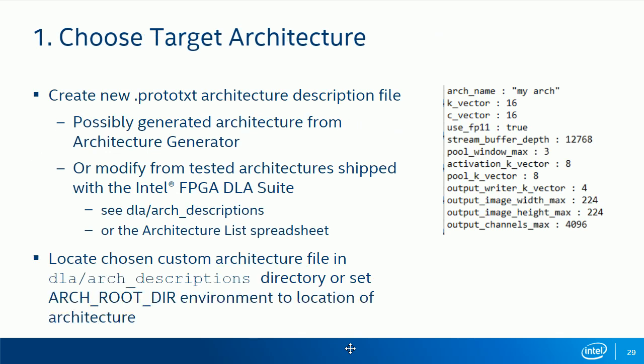The chosen target architecture is specified in the prototxt architecture description file. This can possibly be the output architecture from the Architecture Generator, or it could be modified from one of the tested architectures shipped with Intel FPGA DLA suite. See the DLA arch description directory for a list of architecture examples, as well as the architecture list spreadsheet included with the DLA for tested architectures and their parameter values. Before compilation, place the chosen architecture in the arch description directory, or set the arch root dir environment variable to the location of your architecture prior to executing the build script.